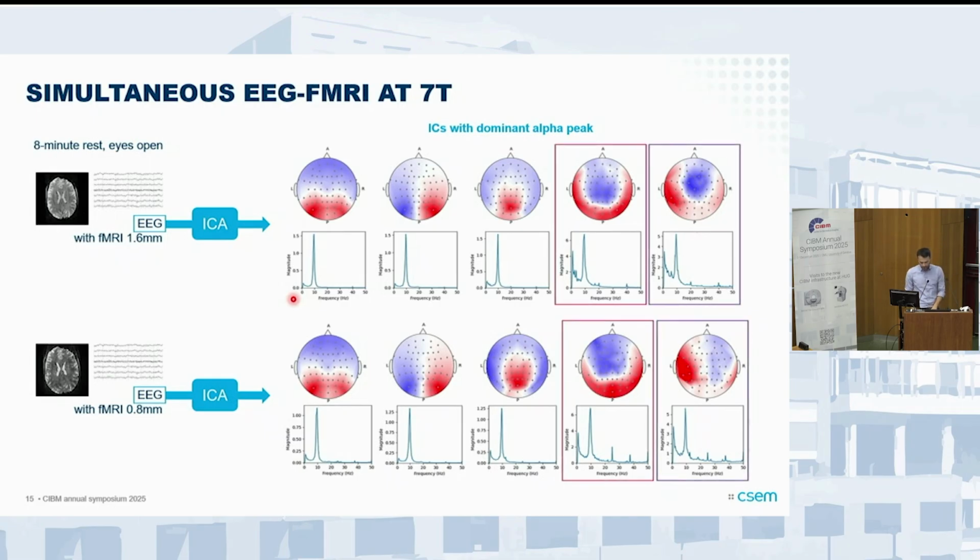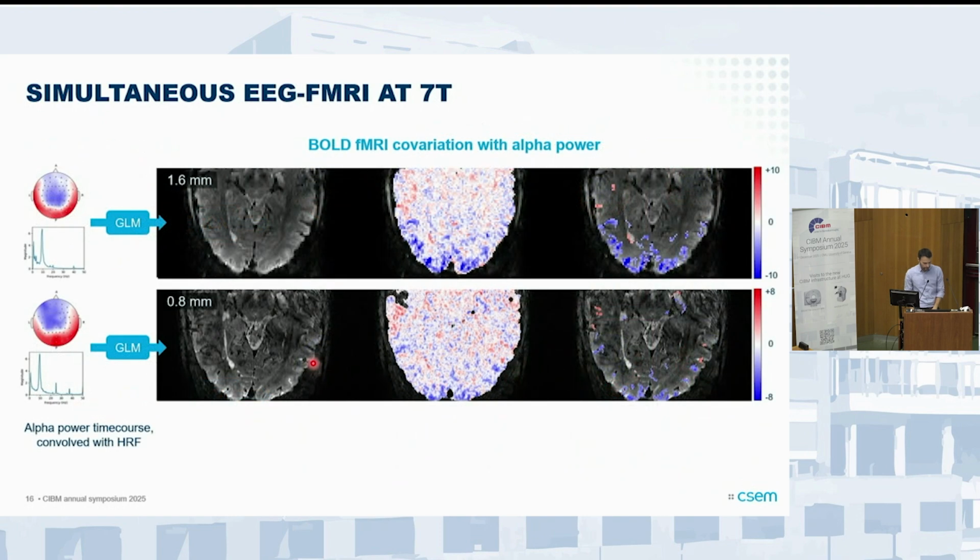And then we picked some of these, so one more with a source that is more occipital, closer to visual cortex, and one that had a dipolar source, which is more parietal. And we looked at what sort of fluctuations they explain in the BOLD data. So here for 1.6 millimeter and 0.8 millimeter images.